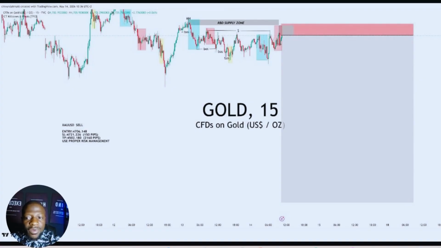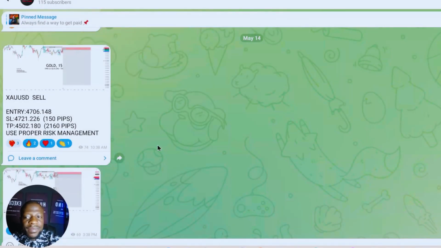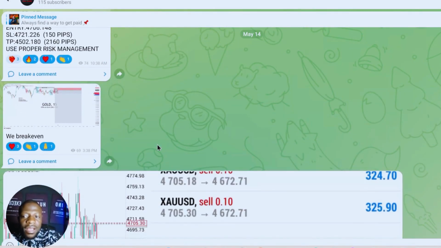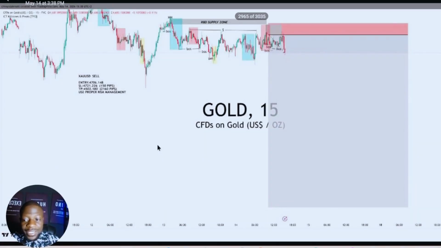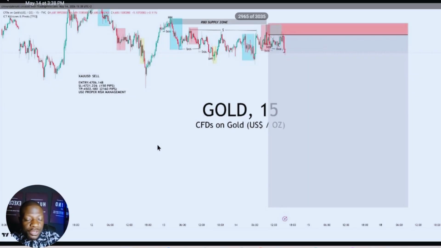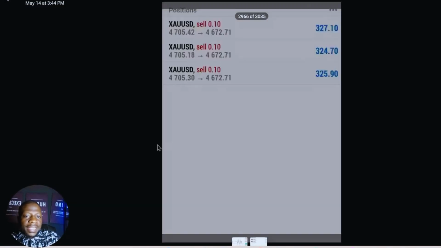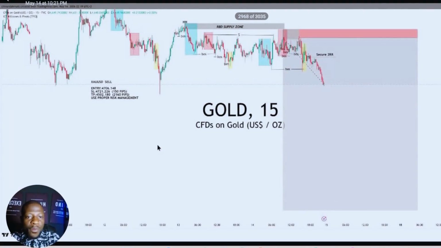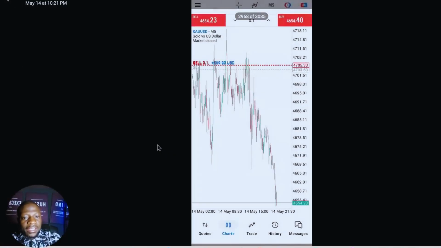Okay, we are risking about 150 pips to potentially make about 2,160 pips right here, and you can see that from there the market decided to actually go in our direction, and we break even at this particular point. We had to ask the community to go break even right there, and then guess what? The market continued to actually drop. And at this particular point, we're up over 5 hours and had to ask the community to actually secure 2 hours right there.